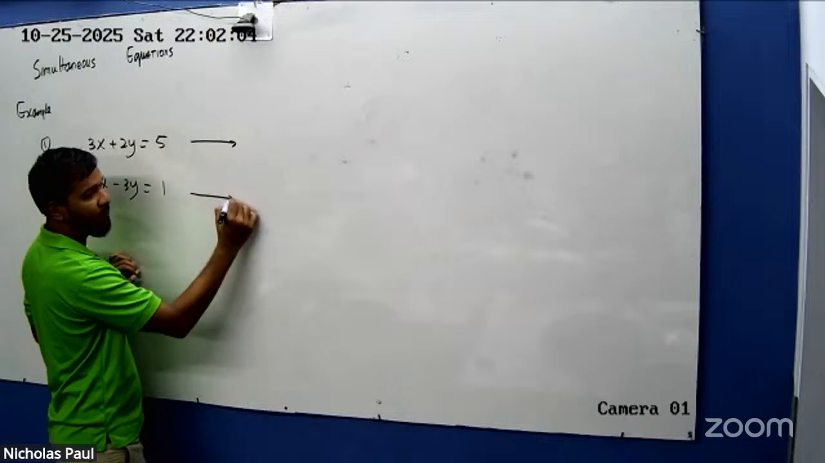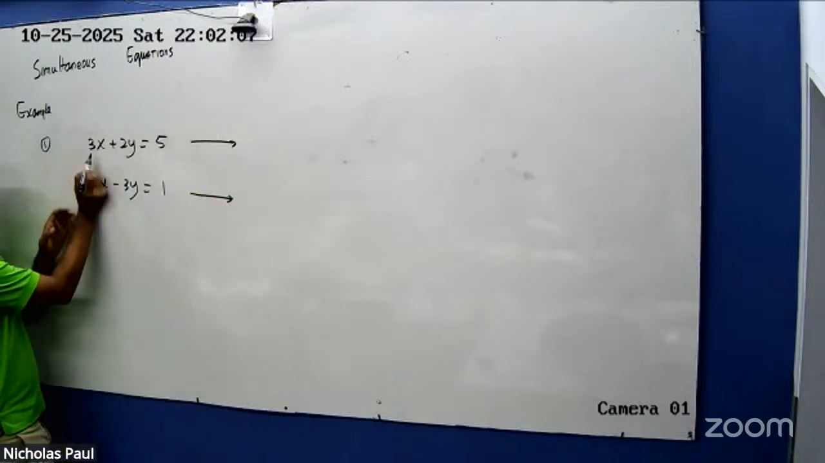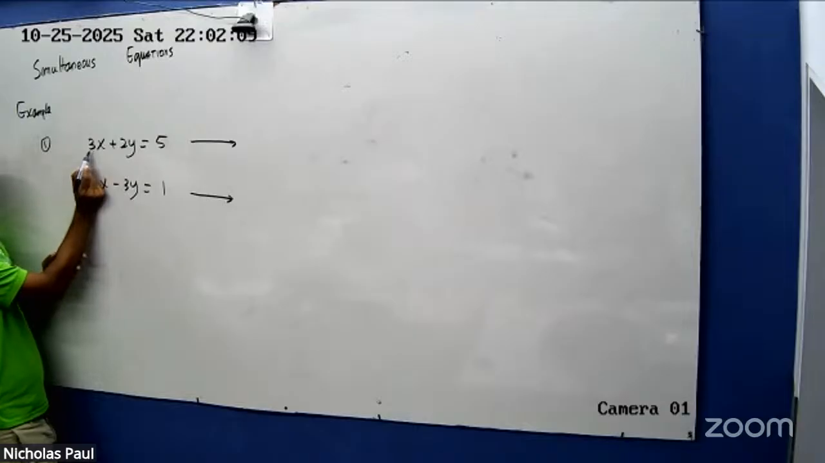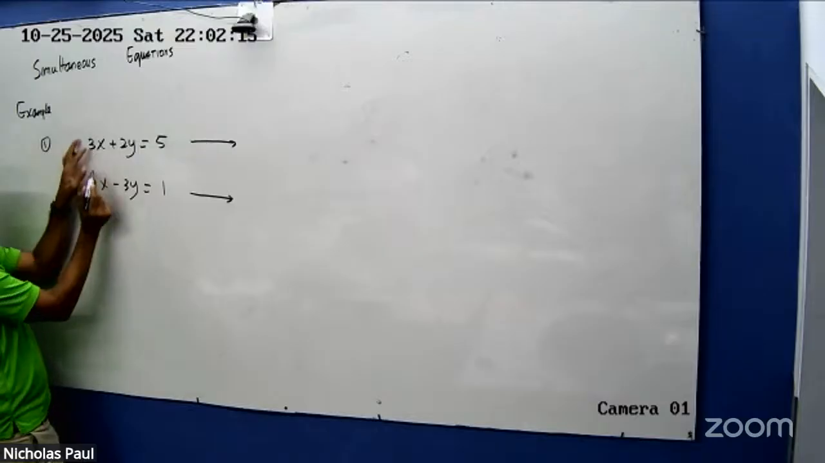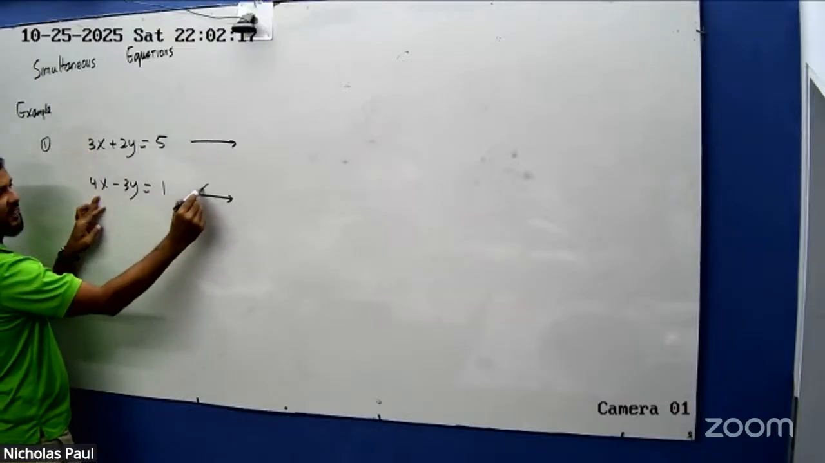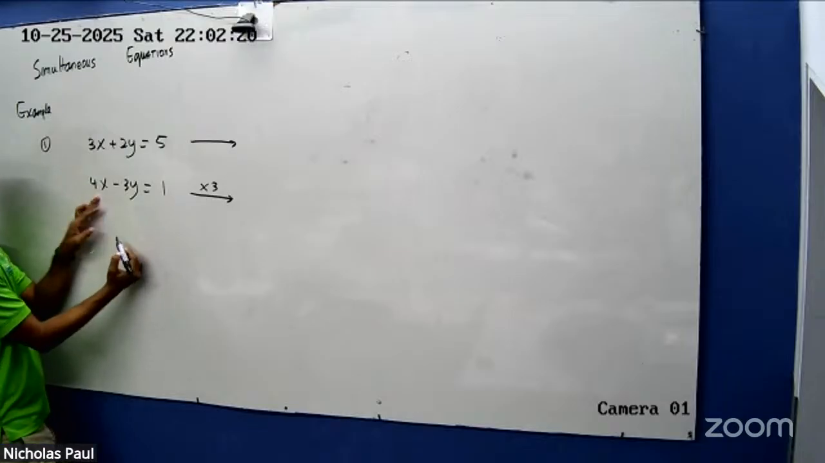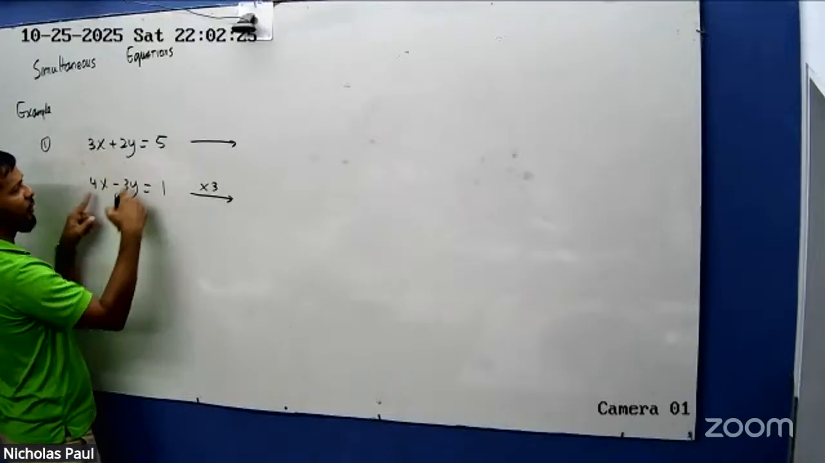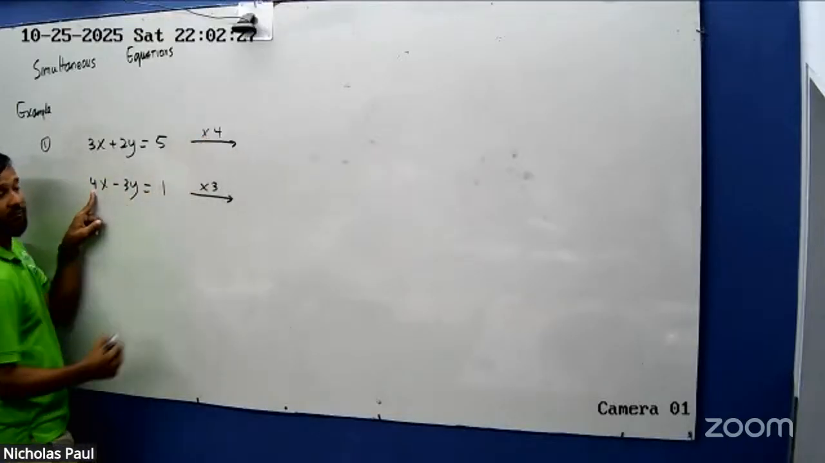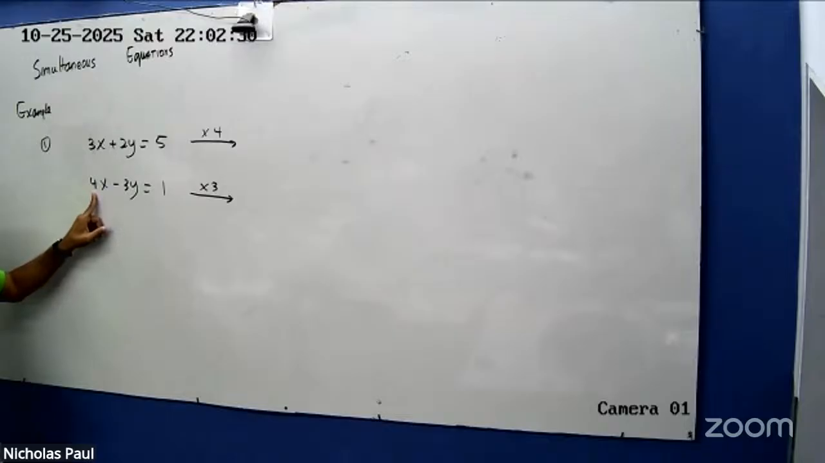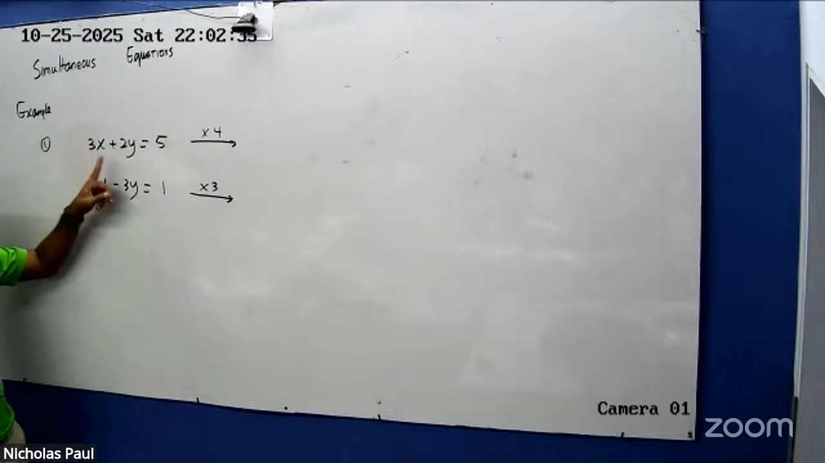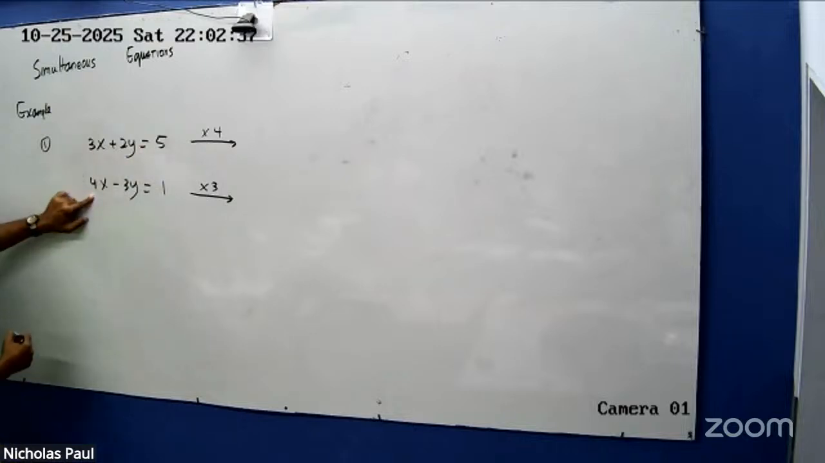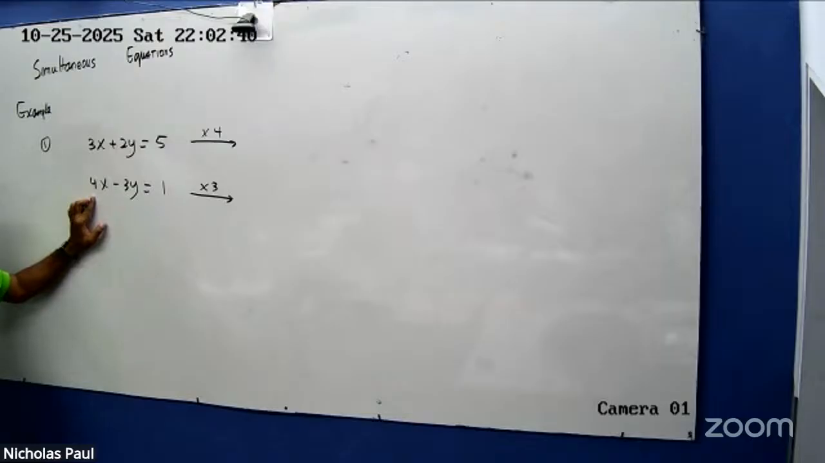So watch this here. First thing you do: what's the value in front of x here? 3. We call that the coefficient of x. So you take the coefficient of x, which is 3, and multiply the second equation by that. What's the coefficient of x here? So you're multiplying the first equation by the coefficient of x. Everybody okay with that? So you're multiplying every single value here by 3. You're multiplying every single value here by 4. Everybody okay with that?